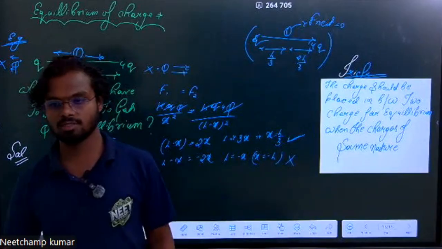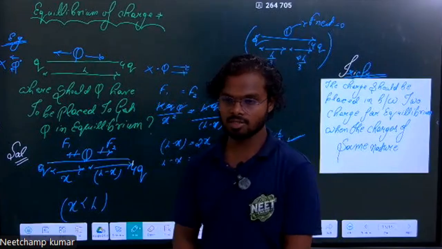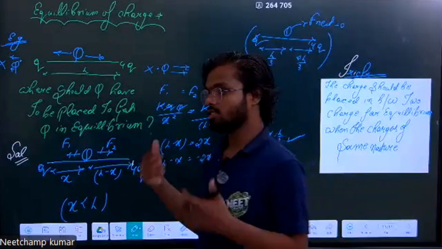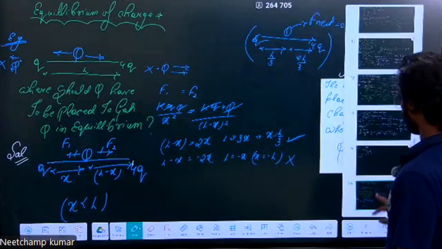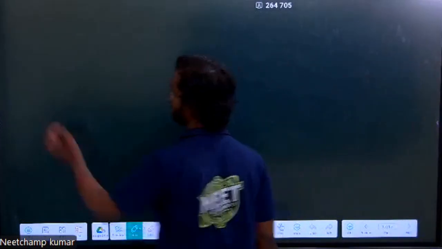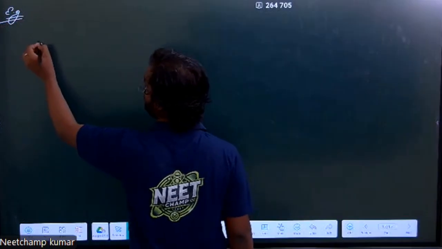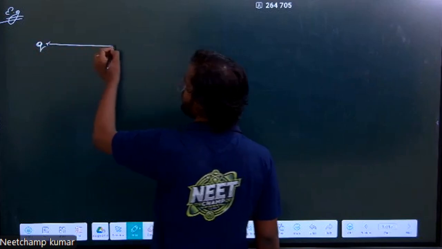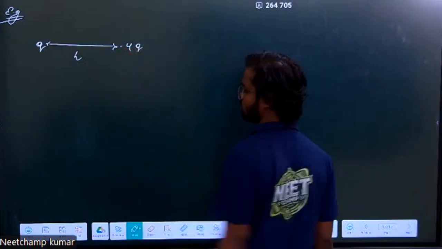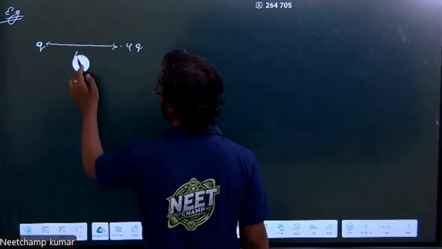Now the next question arises: if it is of same nature we got this, but suppose it is of different nature, meaning if this is positive, this is negative, that can also be a possibility. So let us understand how to calculate for this case. I am taking the same example. Suppose this charge is q, and this time I am making this one minus 4q.